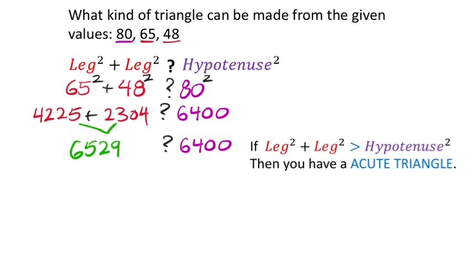They're definitely not equal, so I know I'm definitely not looking at a right triangle because they're not equal. And then I see here that 6,529 is bigger. So my legs, sum of the squares of the legs is bigger, which means I'm looking at an acute triangle for this particular problem.